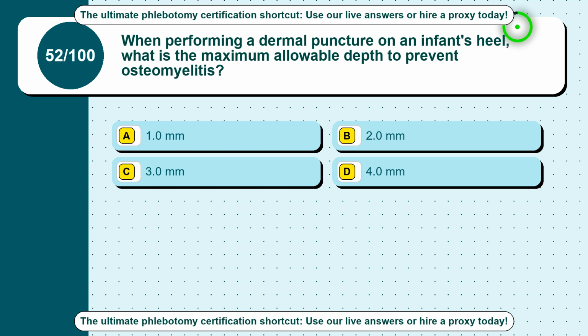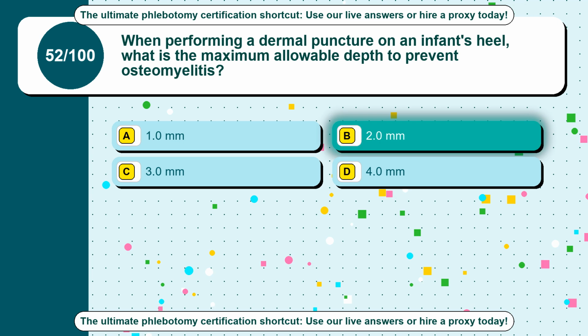Question 52. When performing a dermal puncture on an infant's heel, what is the maximum allowable depth to prevent osteomyelitis? Option A, 1.0 mm, option B, 2.0 mm, option C, 3.0 mm, option D, 4.0 mm. The correct answer is option B, 2.0 mm.